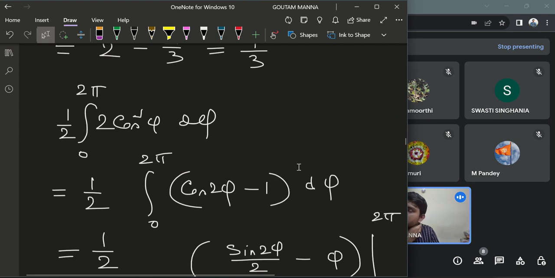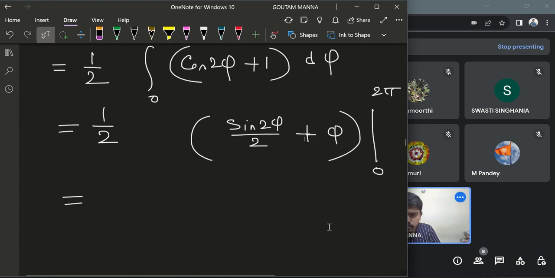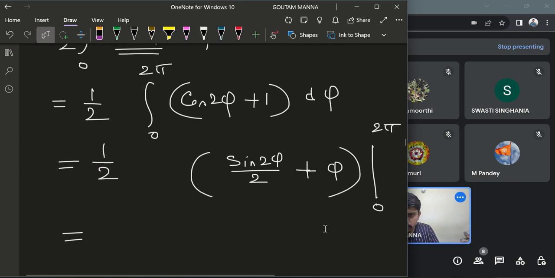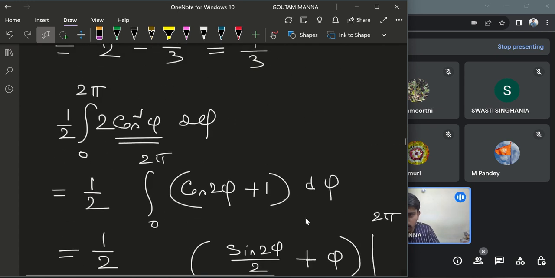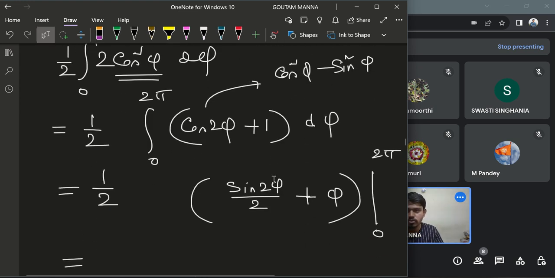No, minus sign. Okay, this is plus. But in the positive quantity, integration should not be minus. It's plus. Because cos 2 phi is cos square phi minus sine square phi, and this 1 can be replaced as cos square phi plus sine square phi. We will get 2 cos square phi.